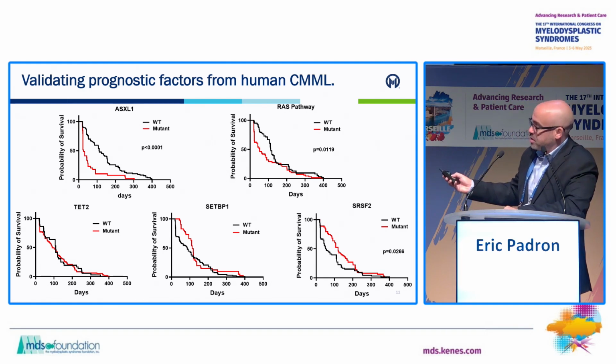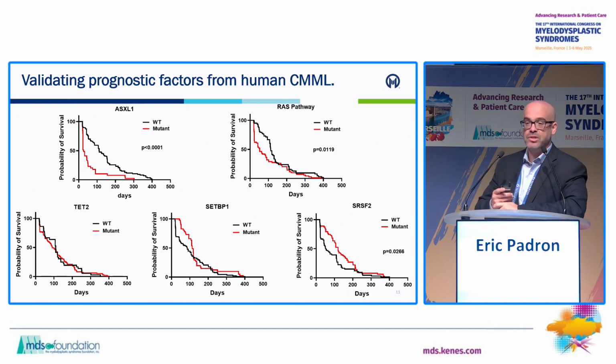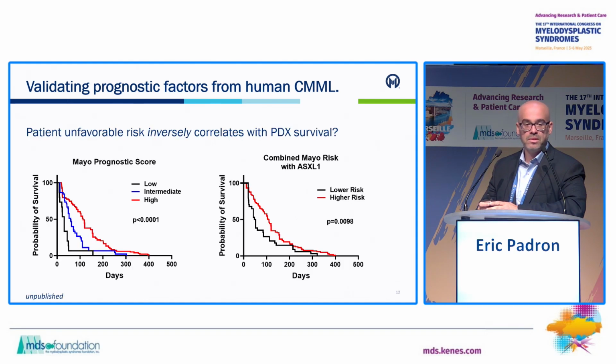and RAS pathway mutations to some extent the same, but the other most common mutations that have been associated with CMML did not. And I think that's reflective a little bit of our knowledge in terms of molecular prognostic models in CMML, where ASXL1 nonsense and frameshift mutations are really the only mutations that consistently show inferior survival. So it was nice to see that recapitulated in PDX.